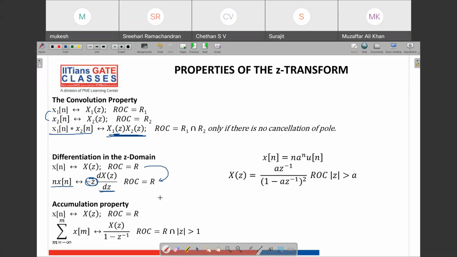And next is the accumulation property. This is very similar to the integration property of the Laplace transform. When you have a signal x of n, its Z transform is x of z. When you apply the accumulation property in the Z domain, you will be dividing it by 1 minus z inverse. In the case of Laplace, you divide it by s, right? X of s divided by s when you do the integration in the time domain. In the Z domain, you will be dividing it by 1 minus z inverse.